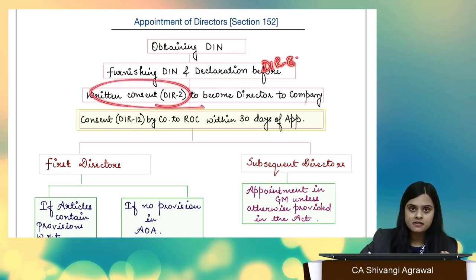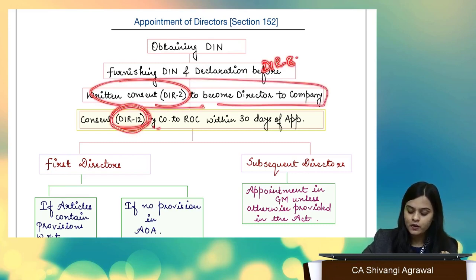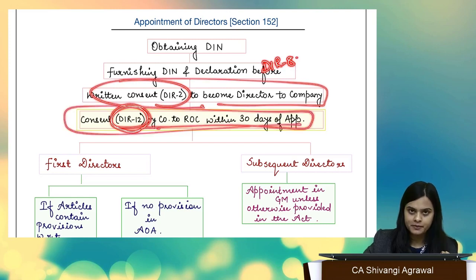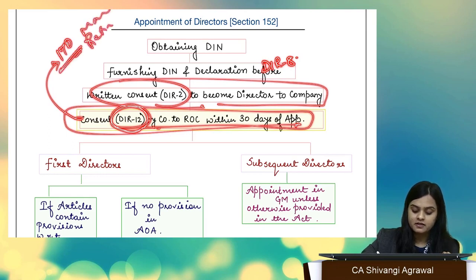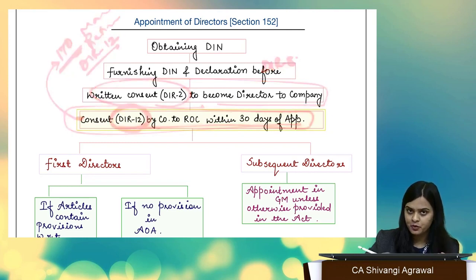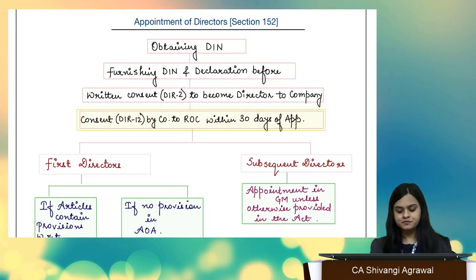You give your consent, DIR 2, to the company. The company in turn files form DIR 12 for your appointment within 30 days of appointment, right? Section 170 mandates the requirement of filing return, DIR 12, for appointment and wherever there is change in the appointment or change in the directorship or KMP.